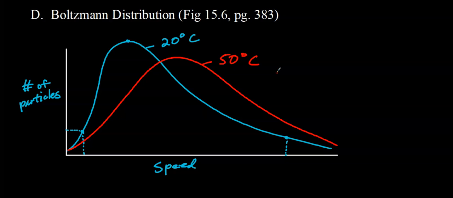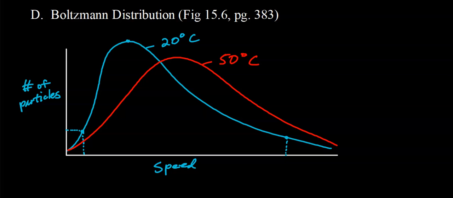Let's add one more. Let's take the same substance at, I don't know, 0 degrees Celsius. What is true about the particles on average at 0 degrees Celsius compared to the particles at 20 or 50 degrees Celsius? Go ahead and answer that question. At 0 degrees Celsius, a greater number of particles will be moving slower than at 20 or 50 degrees Celsius. So how do we show that? How do we show that on this graph?